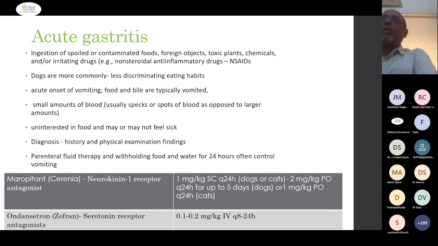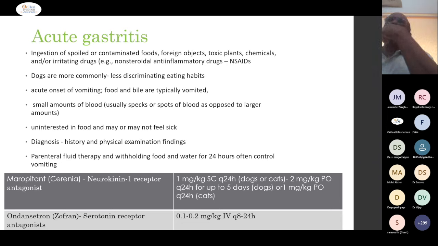There is acute onset of vomiting. Food and bile are typically vomited, usually small amounts of food, with specks of blood or sometimes larger amounts. The vomitus can have blood, it can have food, it can have only frothy white matter, or it can have bile. Anything can be there in case of acute gastritis. Generally, they are uninterested in food and may or may not feel sick. This is again a very classical picture you get.